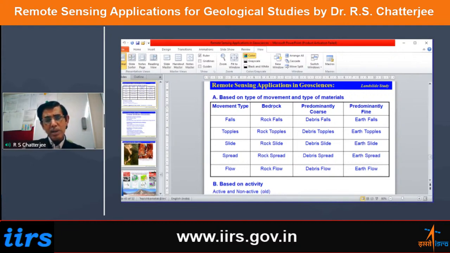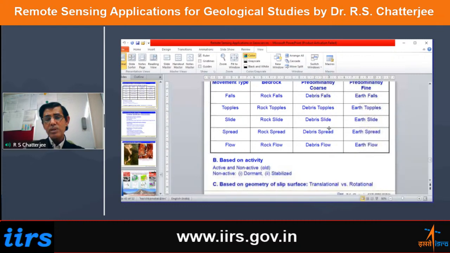Then, depending on the material type, rocks can be involved in the sliding. Then it will be rock falls, rock topples, rock slides, rock spreads, and flows. When boulders or pebbles or gravels are involved, we can generalize as debris. Then it will be called debris falls, debris topples, or debris flow. Similarly, when it is earth material, fine material, we call it earth falls, earth flow, or earth spread. So this is how we can classify landslides.